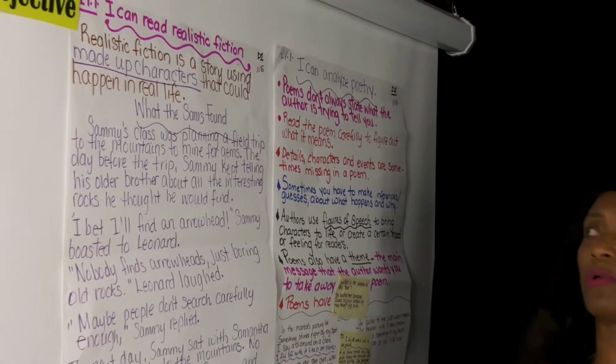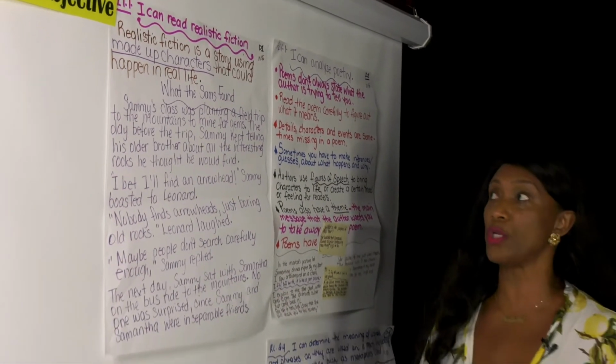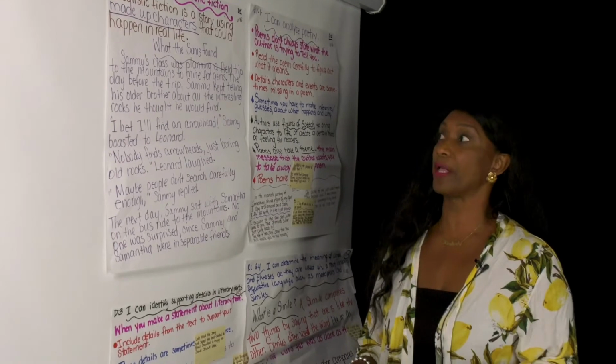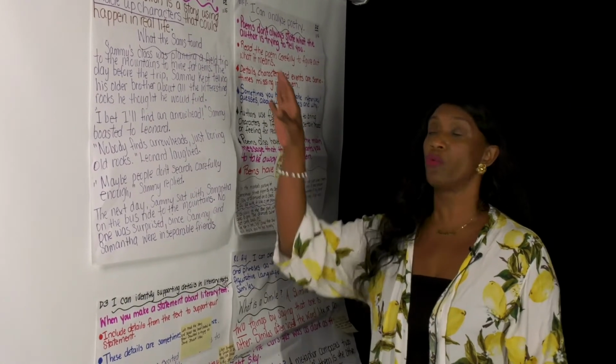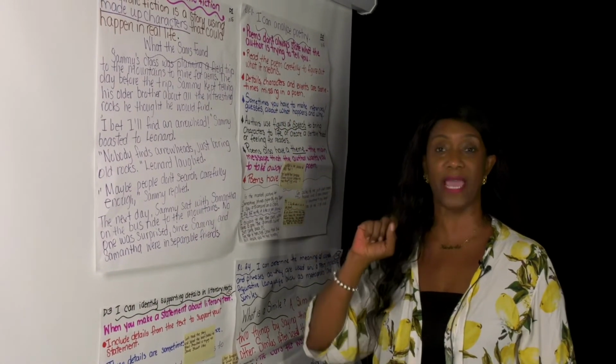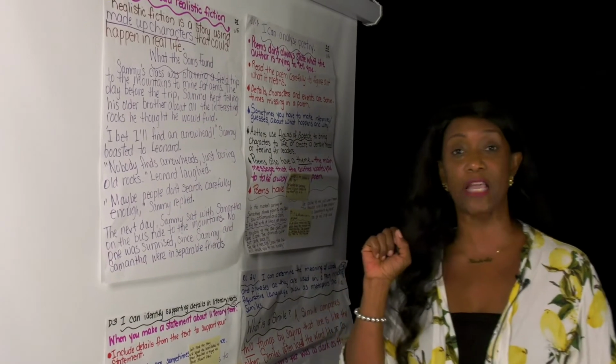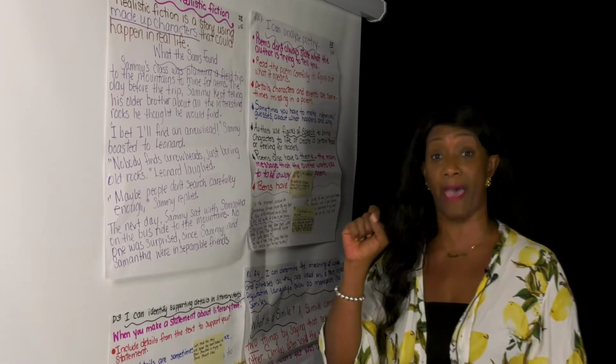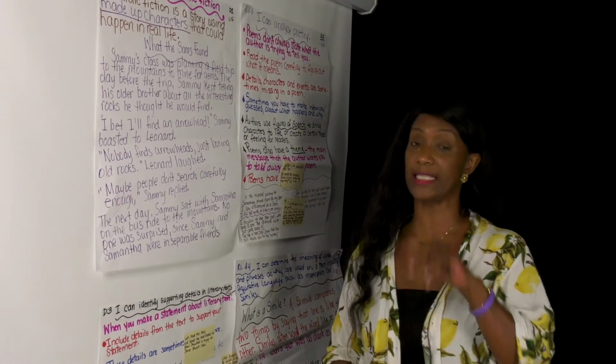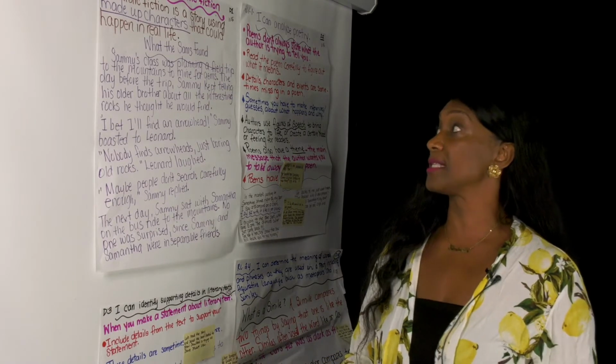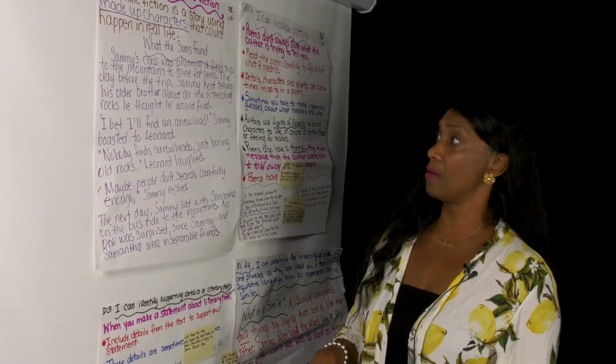We know that realistic fiction is a story using made-up characters that could happen in real life. So all the characters are made up, but the events taking place in the story could actually happen in real life. Listen to me as I read what the Sams found.